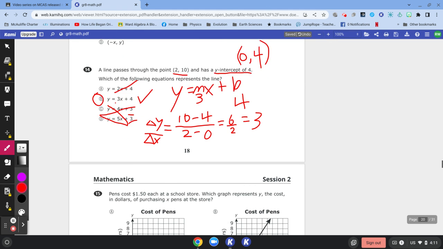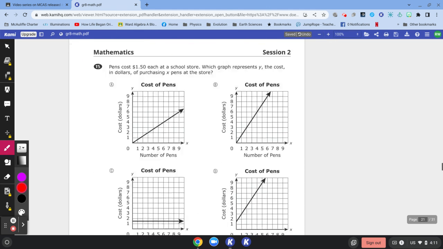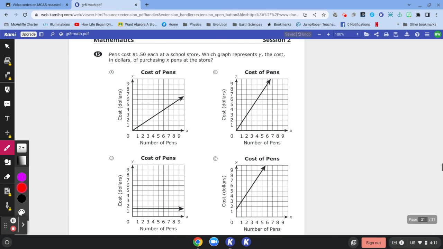And we're going to take a look now at number 15, where we are given this question, which graph represents y, the cost in dollars of purchasing x pens at the store? We know the pens cost $1.50 each. That's a rate, which means that's the slope. So however many pens we get, that's x. You'd multiply that by $1.50 to find out what y is.